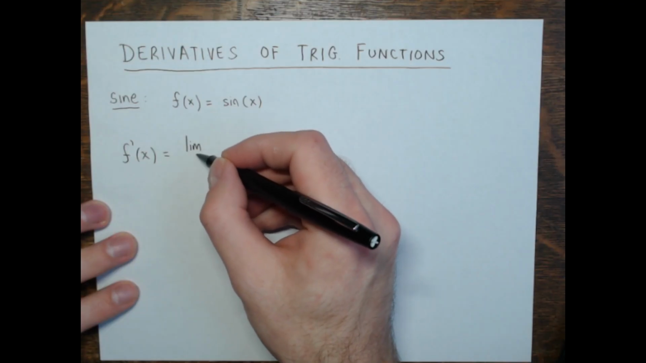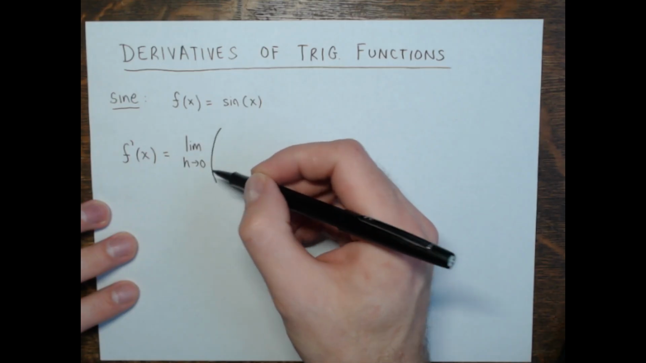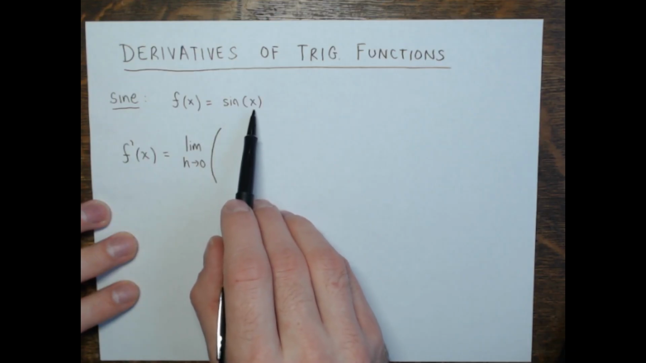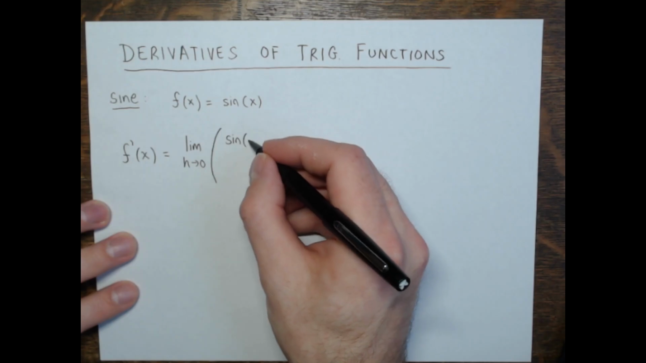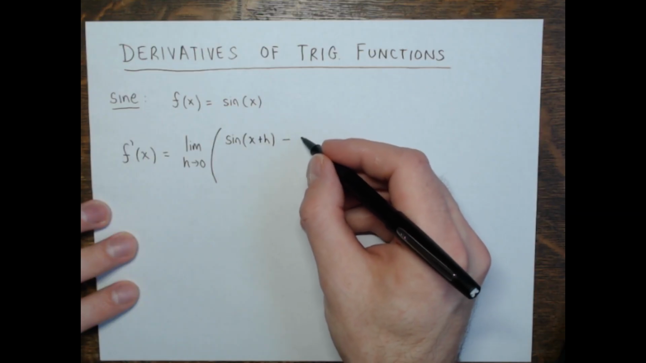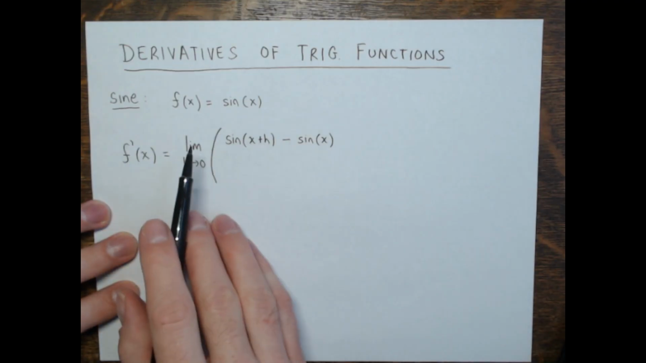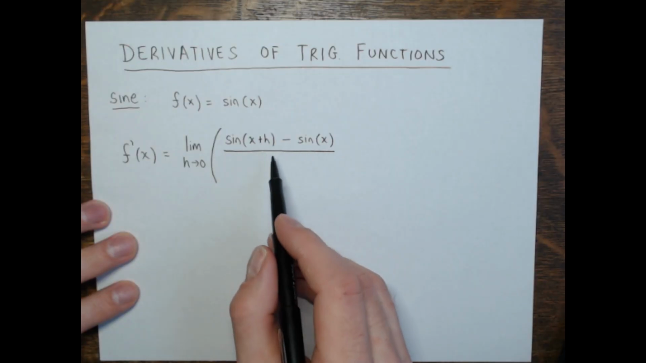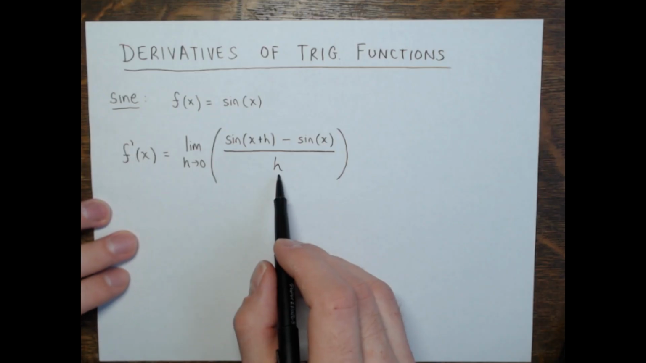Take the limit as h approaches 0 of the slope of any secant line on the graph of sine. So that would be take the value of sine at x plus h minus the value of sine at just x. So again, 1 point at x, 1 point at x plus h. So there's the rise, and then divided by the run, which would be h, x plus h minus x.